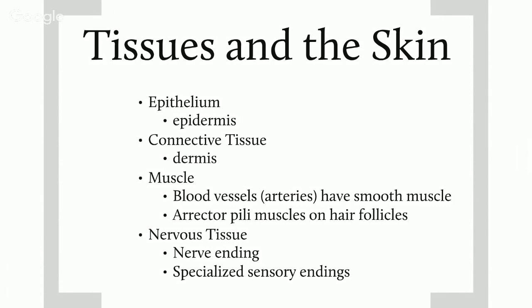And then we have nervous tissue. Now, when we get to the skin, all that's in nervous tissue are the nerve endings. The cells that we find in nervous tissue are located elsewhere. But that's still nervous tissue, and it's still an important part of what the skin does.